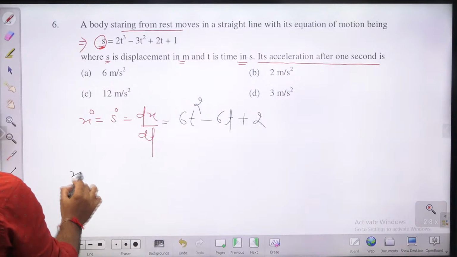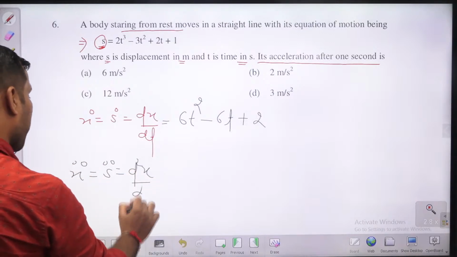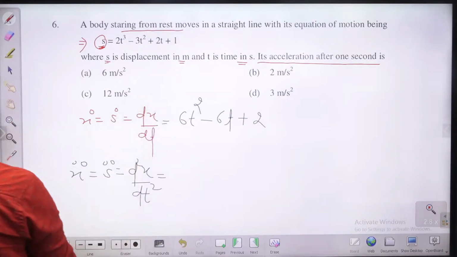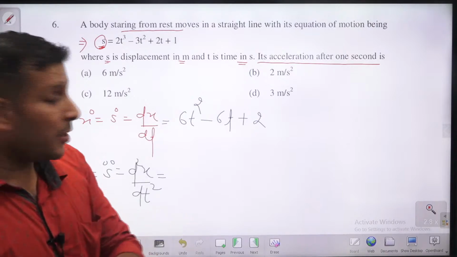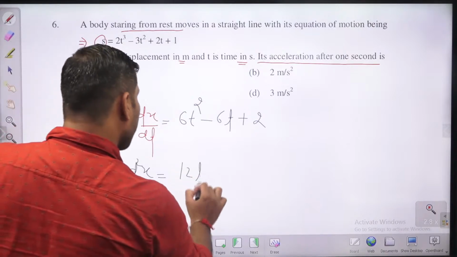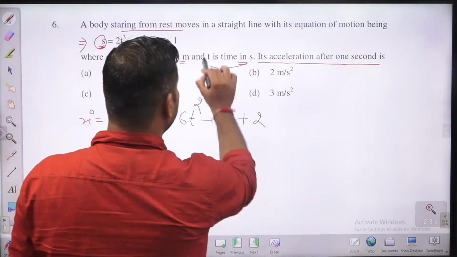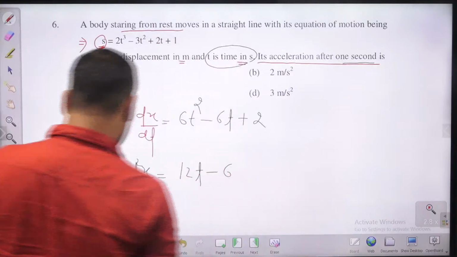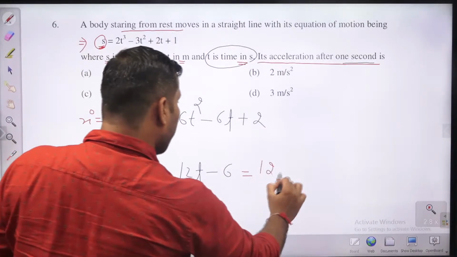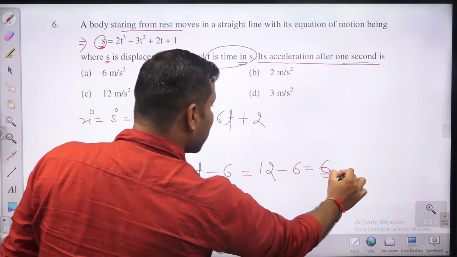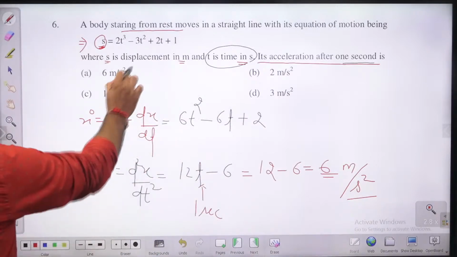Guys, what is acceleration? Acceleration is nothing but d2x by dt square. Further, if you differentiate this again, you will get the acceleration. So acceleration we represent in vibration by x double dot. So this is 12t minus 6. This is the acceleration. Now he is asking you the acceleration after 1 second. So just put the time as 1 second. So 12 minus 6, 6 is the acceleration in meter per second square. So the answer will be 6 meter per second square.